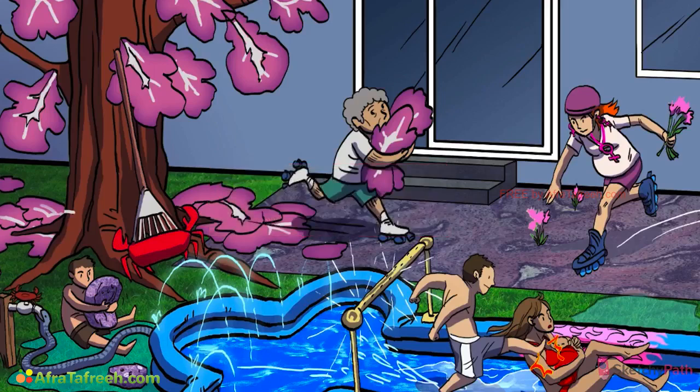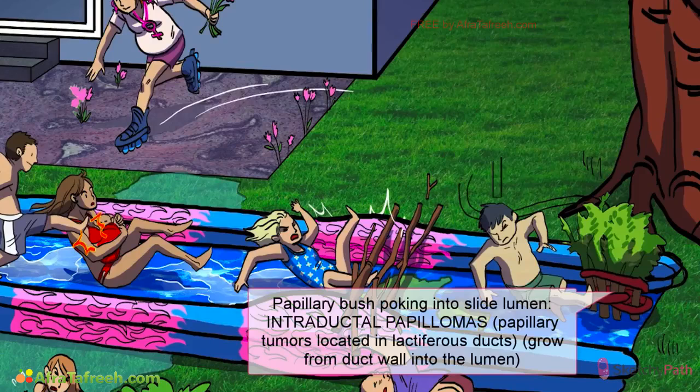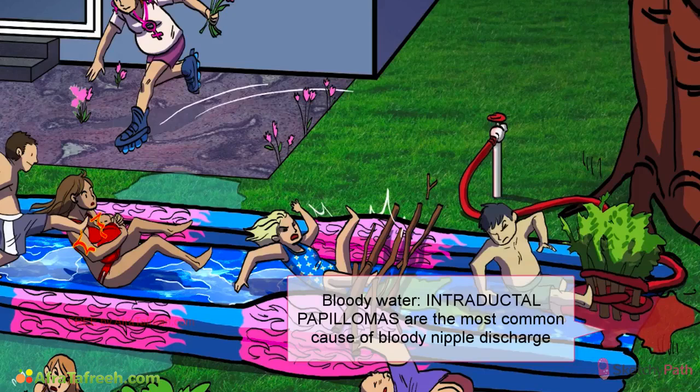All right, let's finish up this sketch with a few conditions that cause abnormal nipple discharge. Remember, nipple discharge is pathologic if it's unilateral, persistent, or bloody. Let's start with bloody. Intraductal papillomas are rare benign papillary tumors that grow from the wall of a lactiferous duct into its lumen, just like this papillary bush poking out into the lumen of the slip and slide. Oh, man. First bleeder of the day. They're the most common cause of bloody nipple discharge. So if you see blood, think intraductal papilloma.